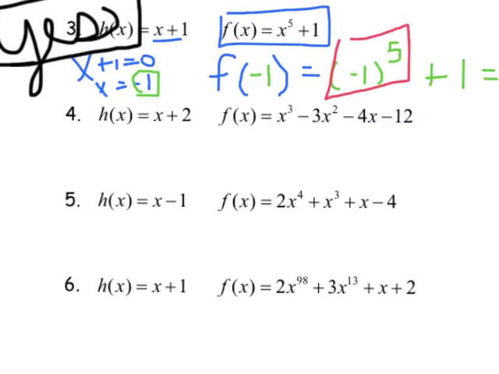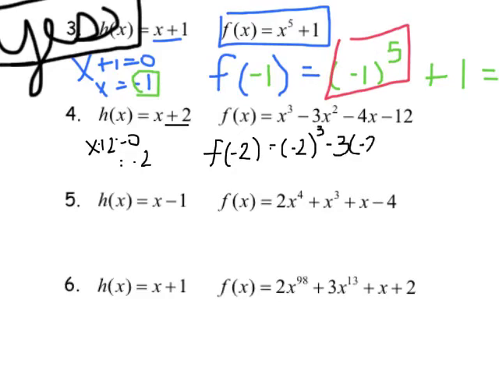All right, number 4, I'm going to plug in -2. So f evaluated at -2. Remember not to do x plus 2, but set it equal to 0, so you're going to use -2. So -2 raised to the 3rd power minus 3 times -2 squared minus 4 times -2 minus 12.